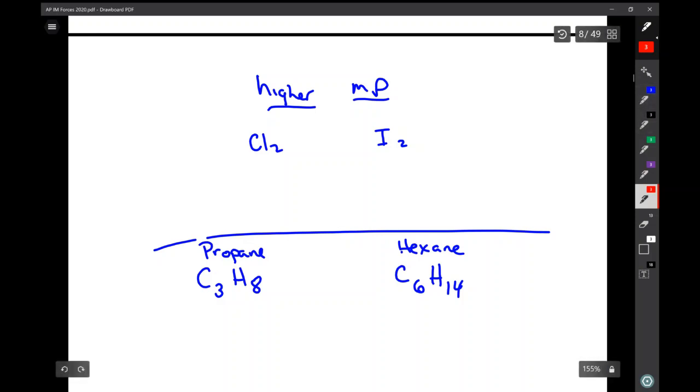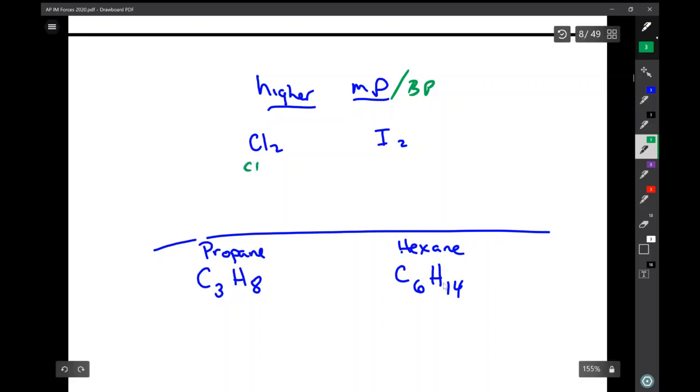All right, Cl2 and I2. Which one has a higher melting point? We can also say higher boiling point. If the melting point's high, that means the boiling point's also going to be high. It's not where the melting point will be high but the boiling point lower. They'll both go in the same direction.